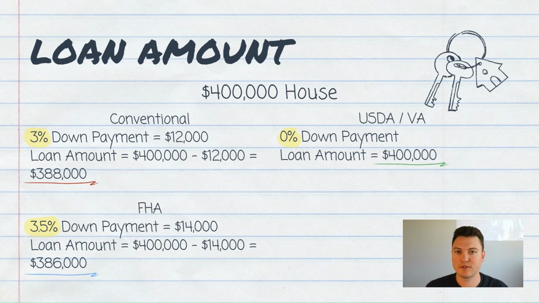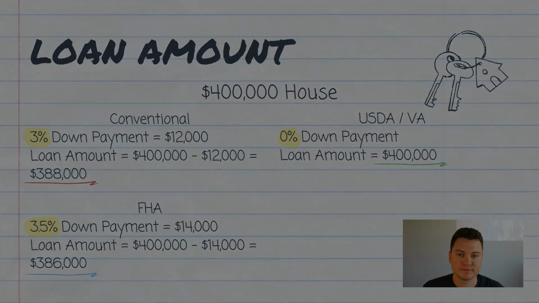Something to keep in mind is that with FHA, USDA, and VA loans, they all have options where you can finance some of your closing costs or other fees into the loan. So this page shows your base loan amount, but you can choose to have a higher loan amount with financing some of the closing costs.